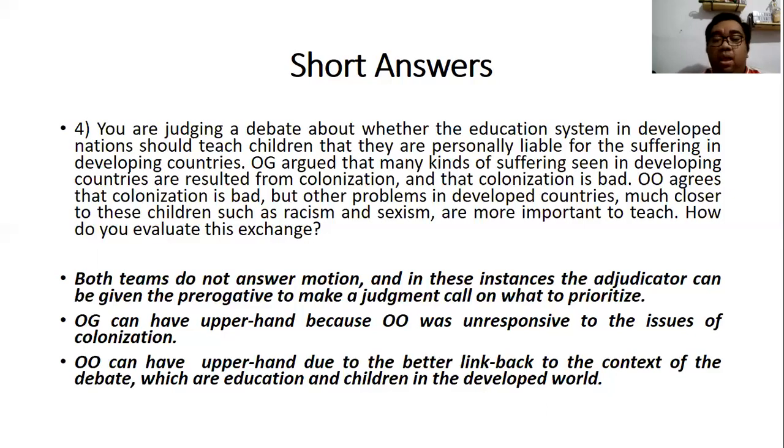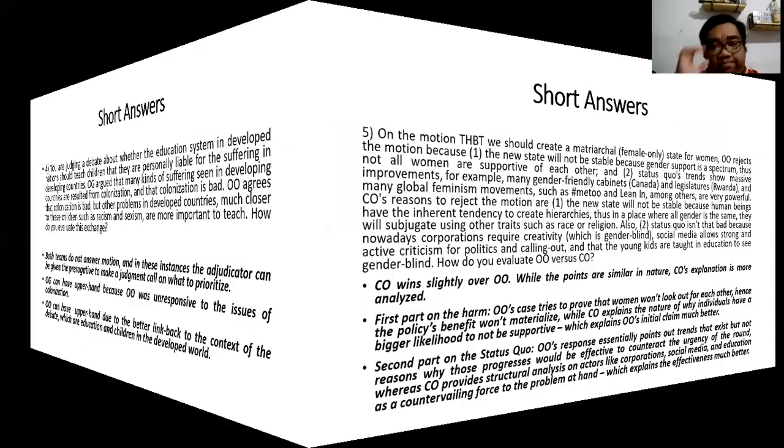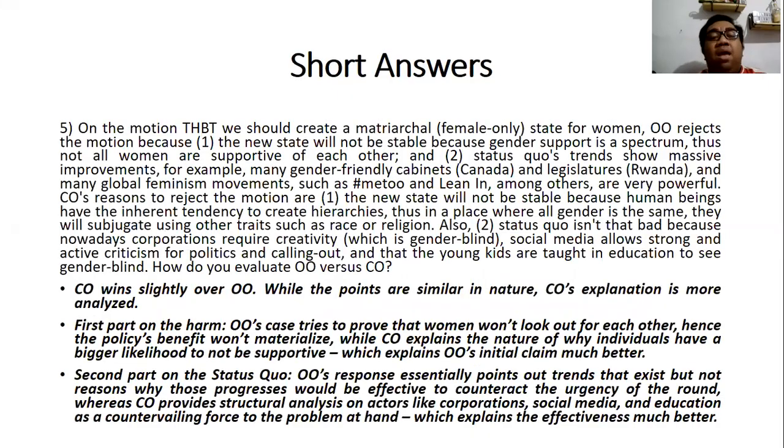All right, moving on to the fifth item and the short answers part. Okay, this one is rather long. On the motion, this House believes that we should create a matriarchal state for women. OO rejects the motion because 1, the new state will not be stable because gender support is a spectrum, thus not all women are supportive of each other.